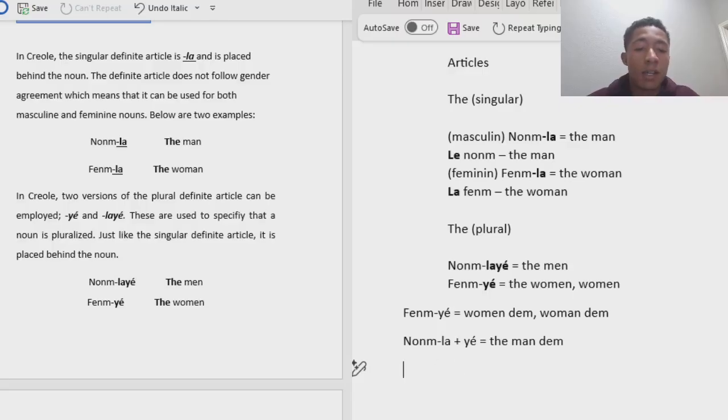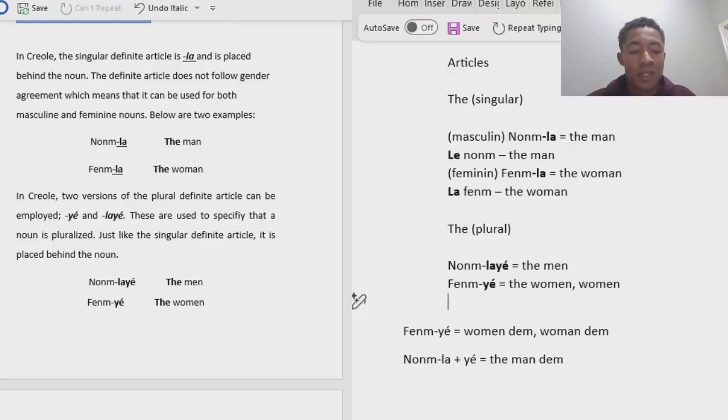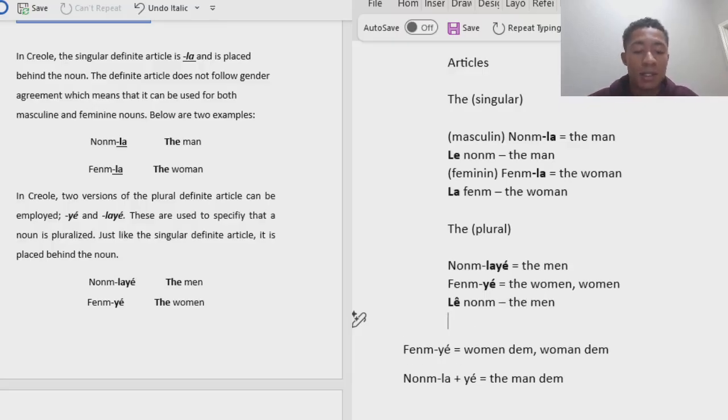Now, la ye is used in Louisiana across the board in different parishes. Ye is also used across the board in different parishes, but you also have another one, and you hear it more often with folks around the Bayou Teche, and that's les. Just like in French. Les, which goes before the noun. So, les noms, the men, les femmes, the women.